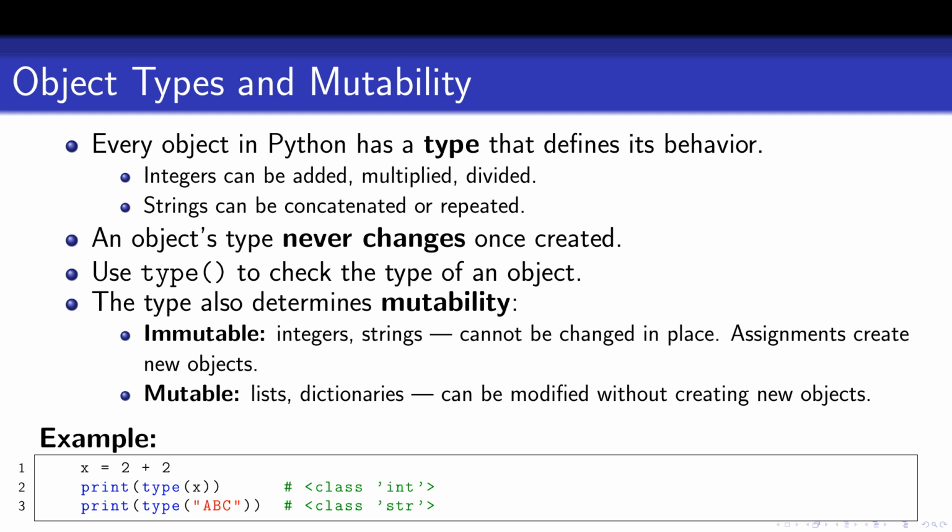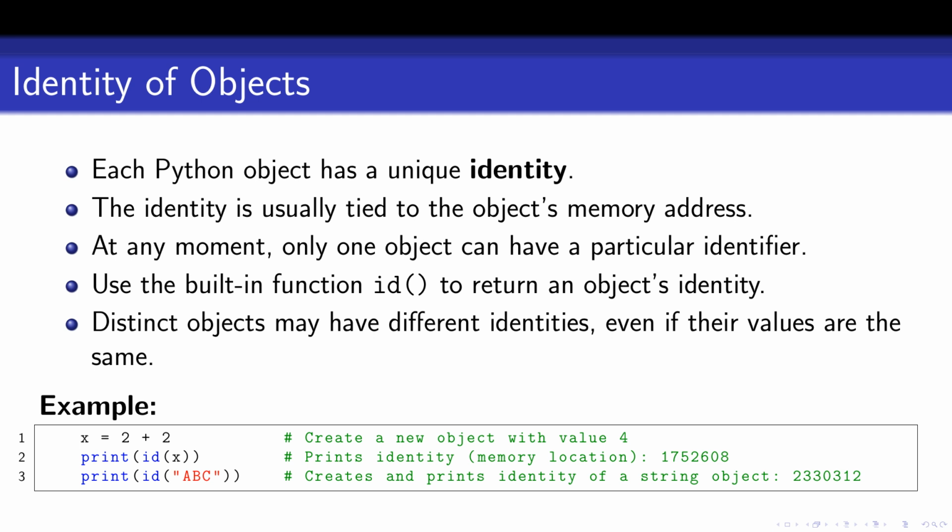Every object in Python also has a unique identity, which distinguishes it from all others. You can think of identity as being similar to an address in memory, though Python doesn't expose the actual memory details directly. Instead, you can use the built-in id function to see the identifier associated with an object.